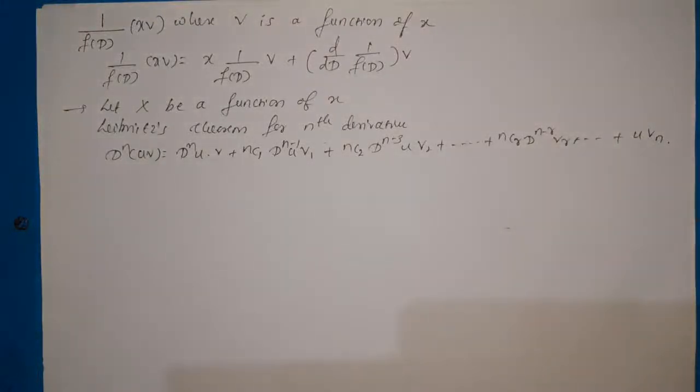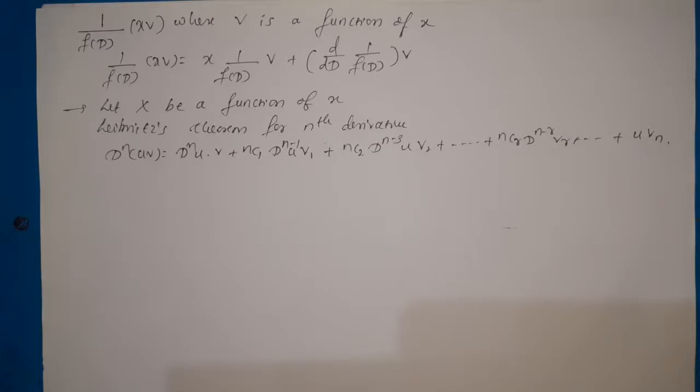Hello dear students, in the previous video we discussed the fourth case of finding the particular integral, that is of the form 1 by f of D into e power ax into V, where V is a function of x. This is the last case of finding the particular integral, and the last topic of differential equation 3. From this particular integral we can conclude differential equation 3.